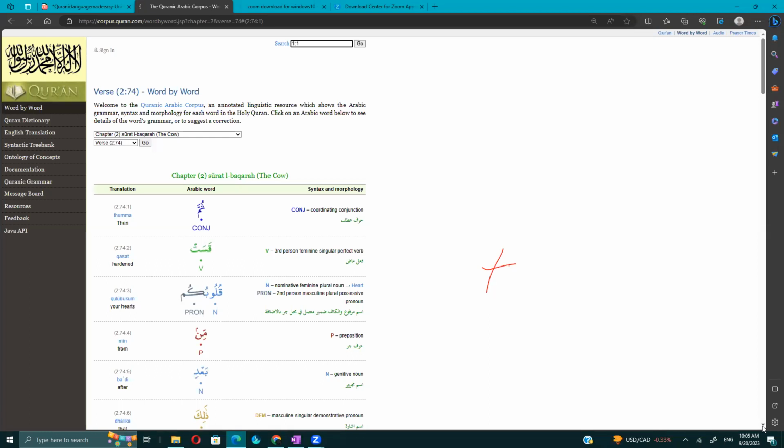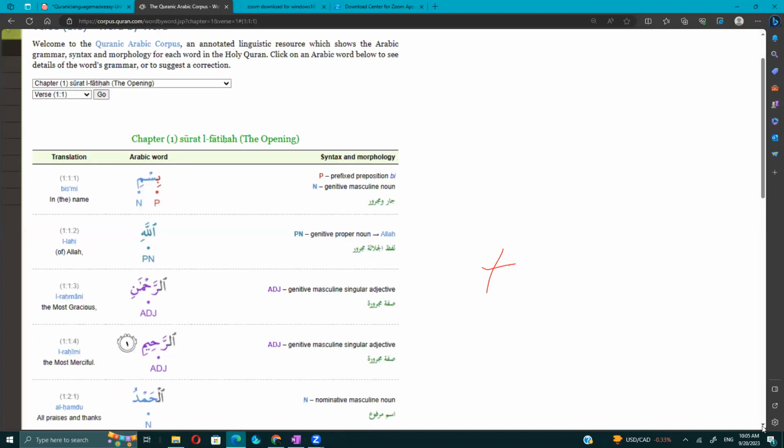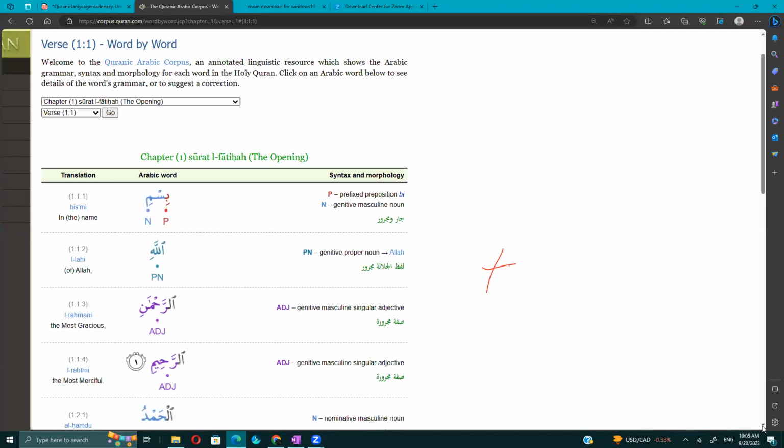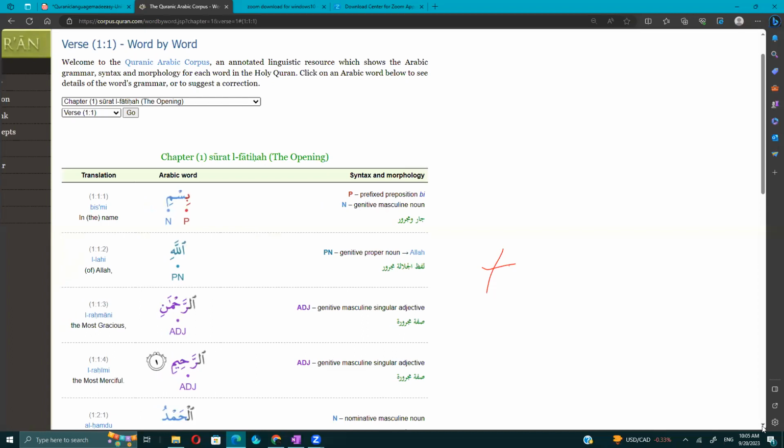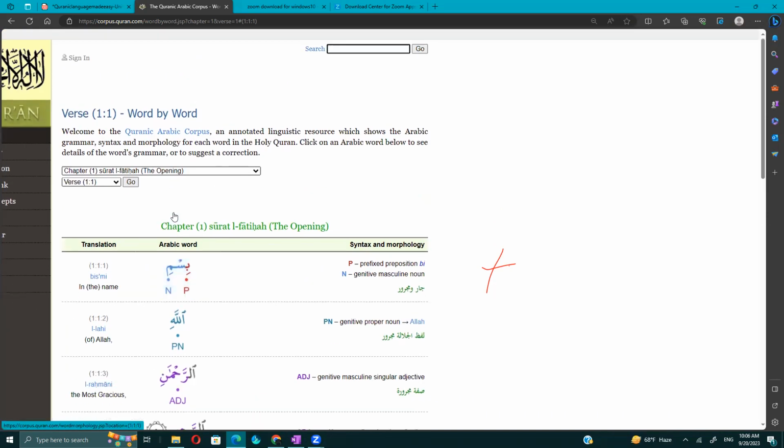Let's take Surah Al-Fatiha. Okay, Bismillahir Rahmanir Rahim. Now tell me, what is the preposition which we learned here? B, right? What is the change happening here? Bismi. Ismu. Bismi. Very good. It was ismu. It became bismi because of the huruful jar B. Bismi is in the name. Okay. Very good. MashaAllah.